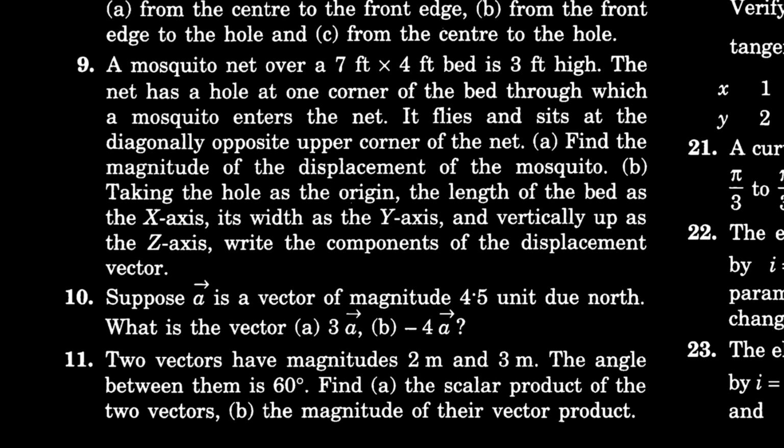Let's now do question 9. In question 9, a mosquito net is given and it has a hole at one corner. Now we need to find, if a fly sits at the diagonally opposite upper corner of the net, the magnitude of displacement of the mosquito, if we take the hole as the origin, and the length, breadth and height of the bed as the x-axis, y-axis and z-axis.